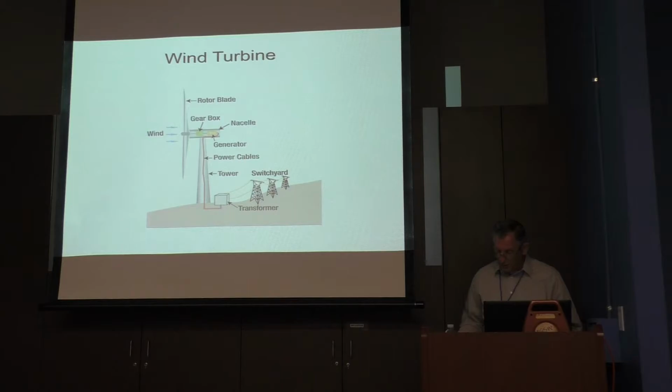And the final one we're going to look at here is the wind turbine. Again, the wind turbine consists of a rotor, the rotor blades, the gearbox, and the generator.